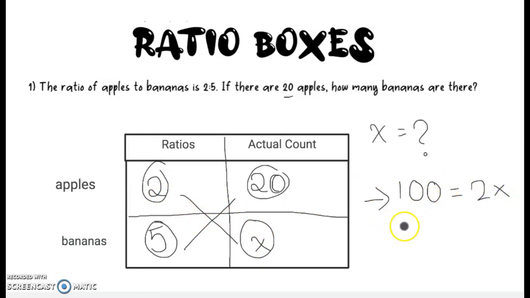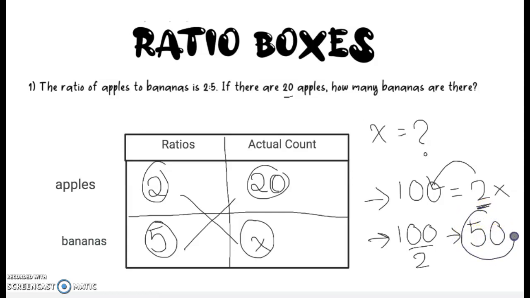Now, we just solve this as an equation. Since the 2 on the right-hand side of the equation is a multiplying sign, when we take it to the other side of this equation, it becomes a dividing sign. So, therefore, we get 100 divided by 2 is equal to x, and x is equal to 50. Therefore, the number of bananas that we have is 50.